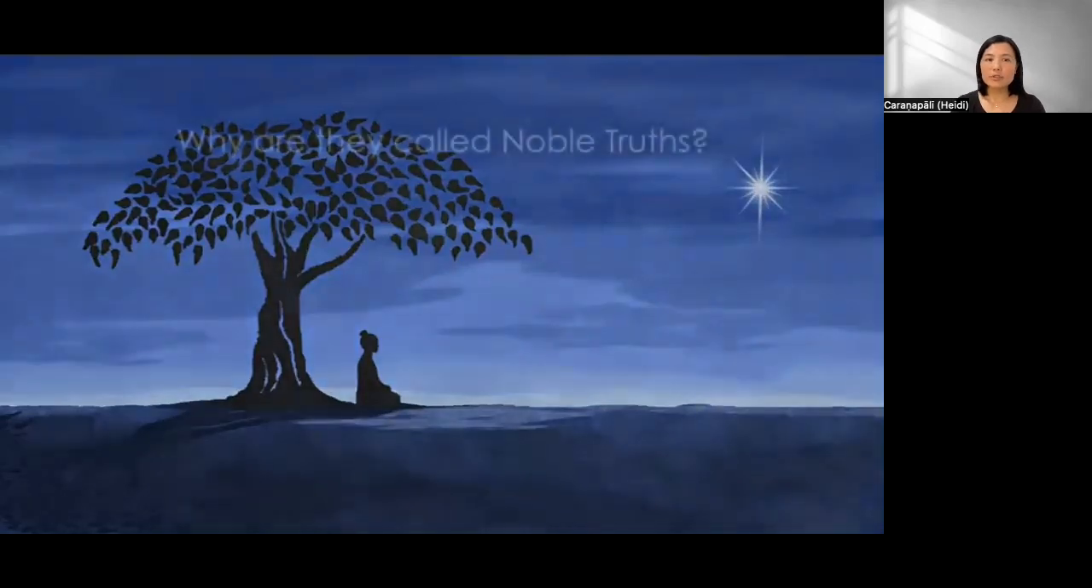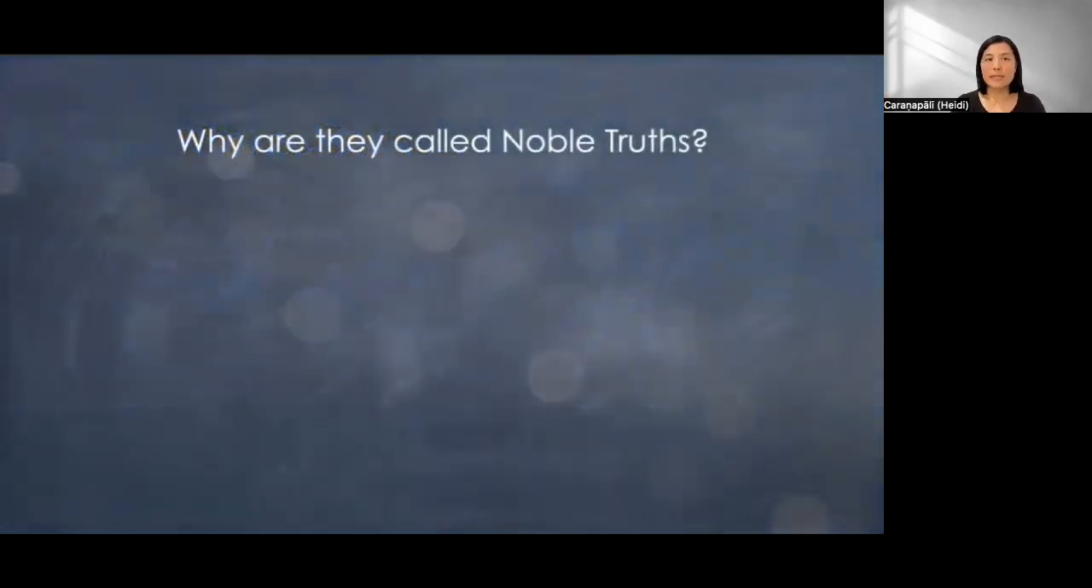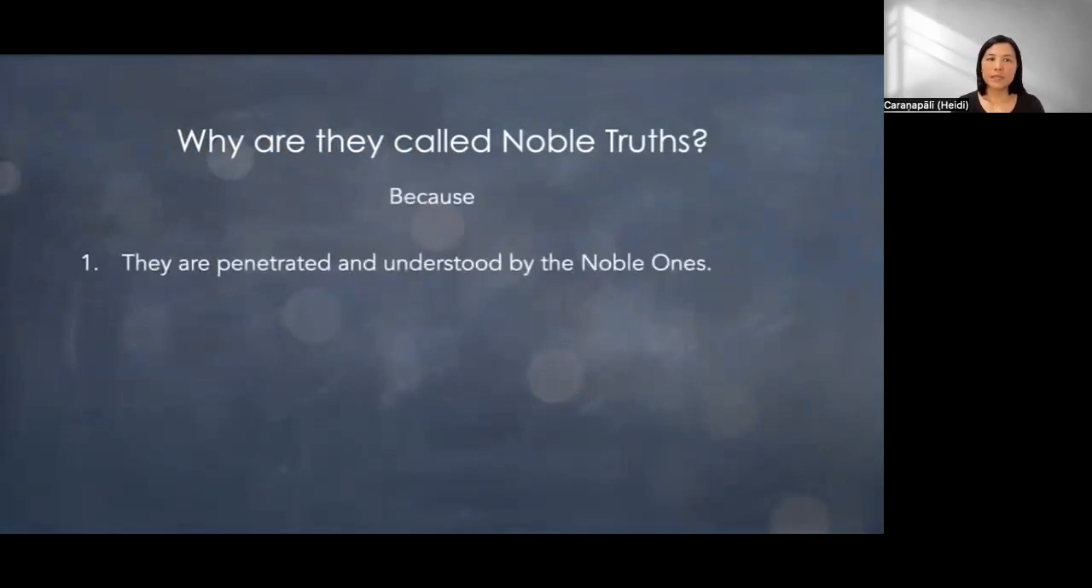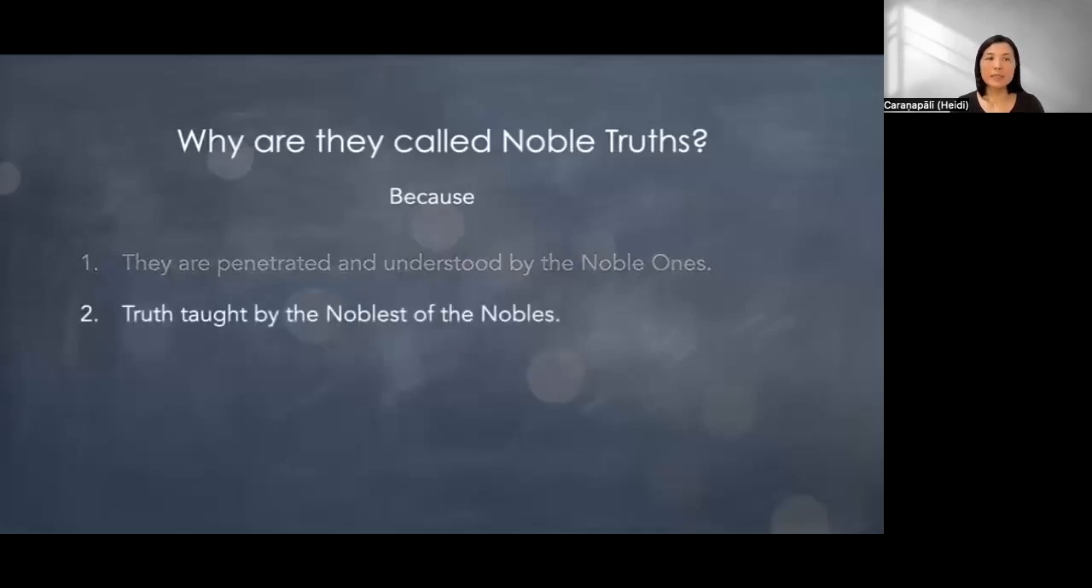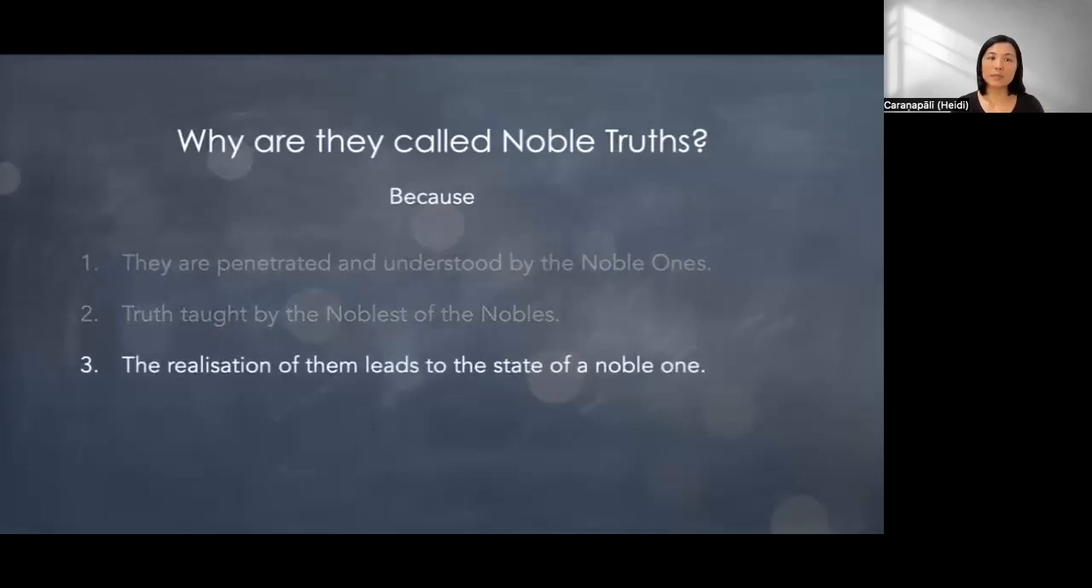Now, why are these truths called the noble truths? Sayadaw U Silananda gave some explanations. First, that's because they are penetrated and understood by the noble ones, therefore they are called the noble truths. And secondly, these are the truths taught by the noblest of the nobles, therefore they are called the noble truths. And the third reason is that the realization of these noble truths leads to the state of a noble one.